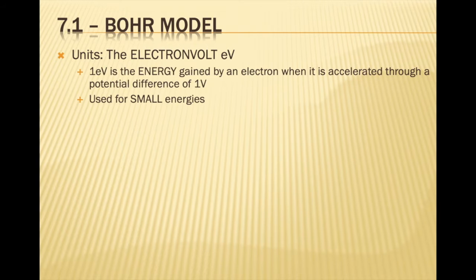Now, the electron volt is the energy gained by an electron when it's accelerated through a potential difference of 1 volt, and it's used for small energies. Now, I'll explain what that definition means in a second. But basically, 1 electron volt is 1.6 times 10 to the negative 19 joules. So no coincidence, but 1.6 times 10 to the negative 19 is also the charge on an electron in coulombs. So back to the definition of the electron volt.